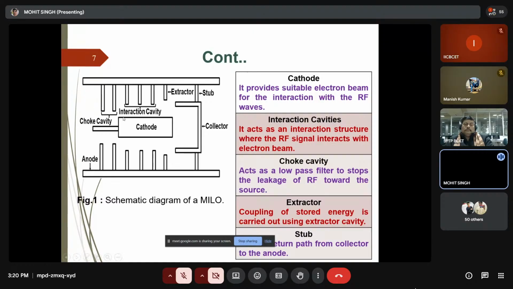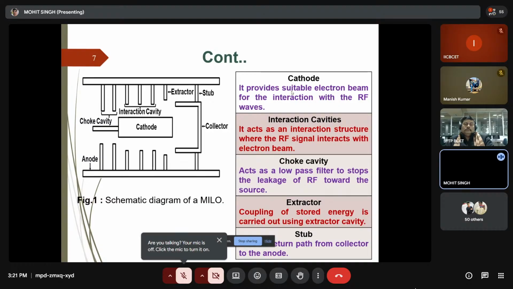The first 2 discs are the choke cavity. I will discuss what the meaning of choke cavity is. And these 3 discs are the interaction cavity, meaning the interaction between the electron beam and the RF wave occurs here. And the last one is the extractor disc, which is used to extract the standing wave power here. Now, just discussing the components of this magnetically insulated line oscillator. These components are cathode, interaction cavities, choke cavities, extractor and stub.